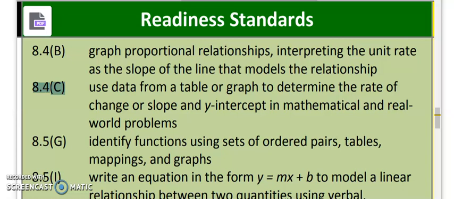We're going to be talking about 8.4c today, which is using data from a table or graph to determine the rate of change or slope and the y-intercept in mathematical and real-world problems. We're going to be focusing mainly on finding the slope. This is sort of like a tutorial simply on finding the slope, that very first part. There will be other videos where we will incorporate these.